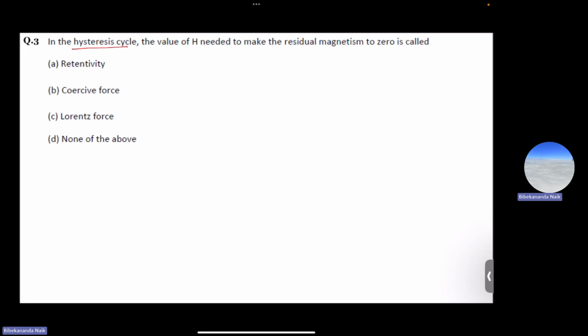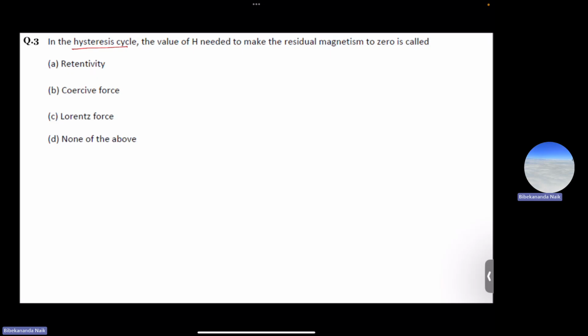So let's discuss the hysteresis loop. What is a hysteresis cycle? The hysteresis cycle is basically made for a ferromagnetic material. When a ferromagnetic material is magnetized and demagnetized, a loop is formed through which we can calculate the magnetic energy stored in that material.